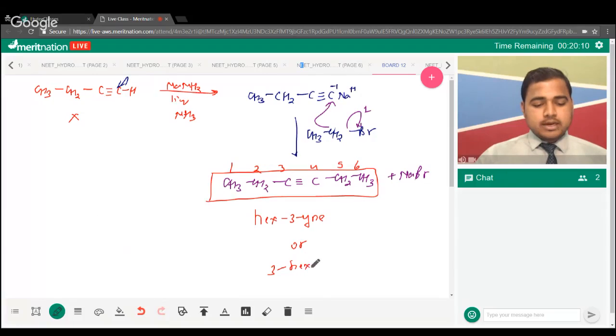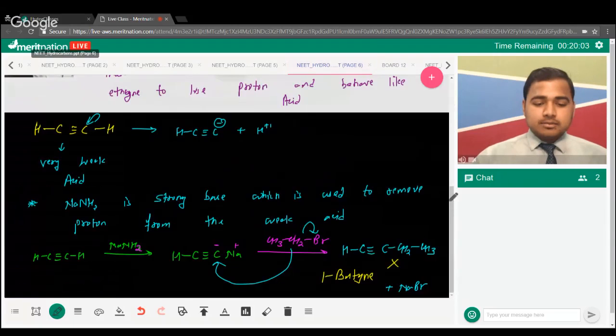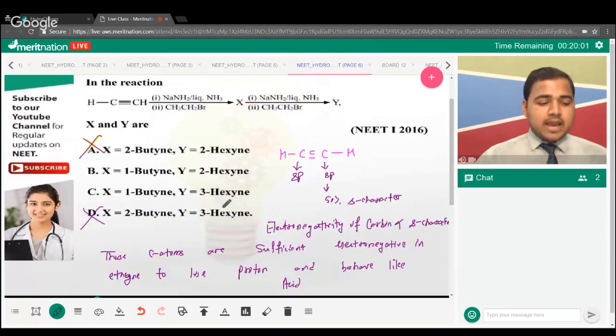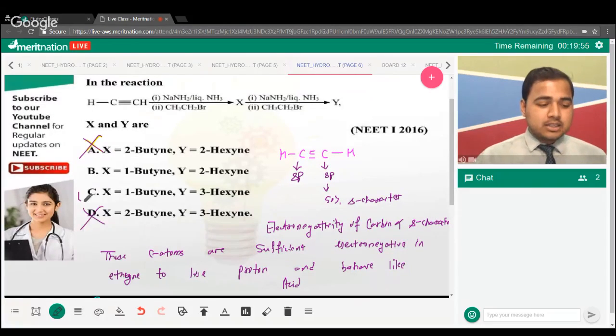So both will be the correct one. So finally our hexine is in the third position. So what will be the correct option? The correct option you can see here on this board. 3-hexyne is in option C, not in option B. So finally we have the correct answer, option C. So beautifully we solved this question, wonderfully.